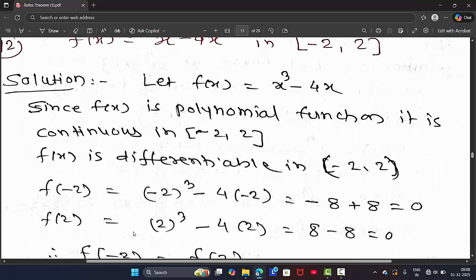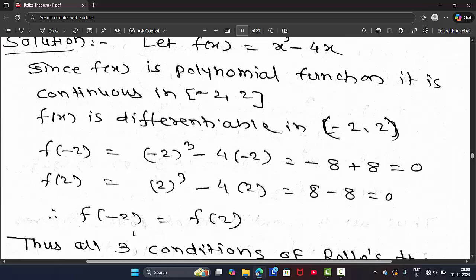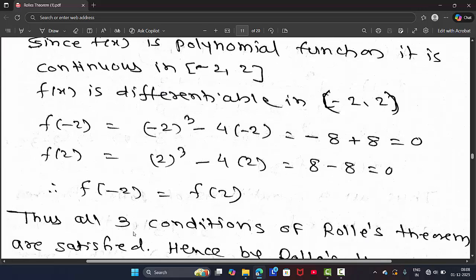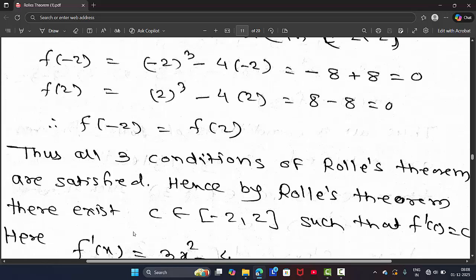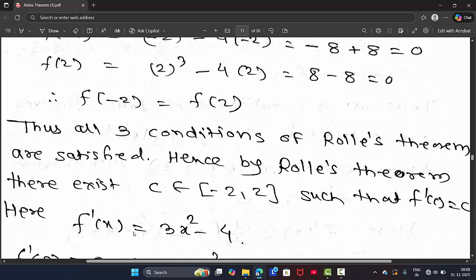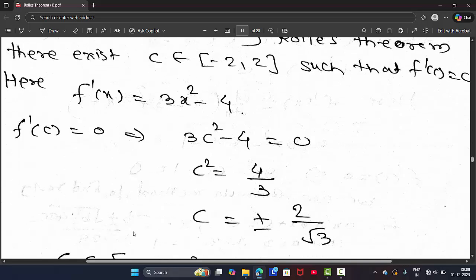F of 2 equal to 0. F of minus 2 is also 0. Therefore, f of minus 2 equal to f of 2 and all the three conditions of Rolle's theorem are satisfied. Hence, by Rolle's theorem, there exists a point c in minus 2 to 2 such that f dash c equal to 0. Here, f dash x equal to 3x square minus 4.